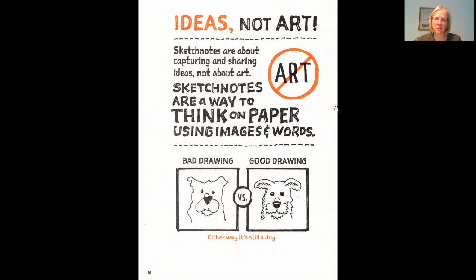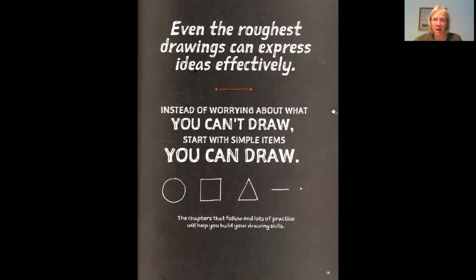And if you look at the 2 images at the bottom, you've got a bad drawing of a dog on the left-hand side and a good drawing of a dog on the right-hand side. But the point of sketchnotes is not that you're trying to represent these things so that they become sold as pieces of art, but as ideas on the page. So they're both dogs. You know they're a dog. And clearly they can express ideas effectively. So you would look at the previous image and you'd know that that was a dog.